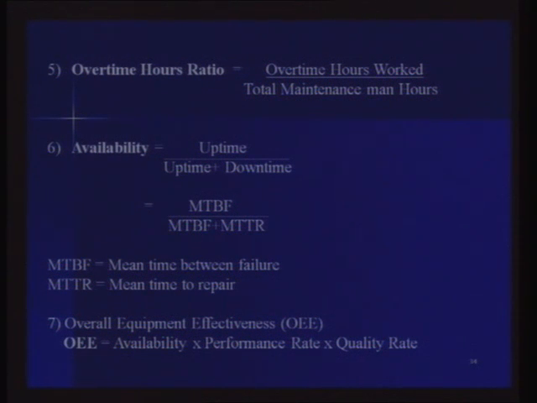Actually we want to reduce the overtime hours. We want all work to be completed properly within the working hours, and that's why overtime hours should be as little as possible. Availability is one of the very important measurements. Ultimately it boils down to all activities of maintenance, and it can be measured with that. Availability of the equipment should be as high as possible. So what are the components of this equation? It is uptime divided by uptime plus downtime.